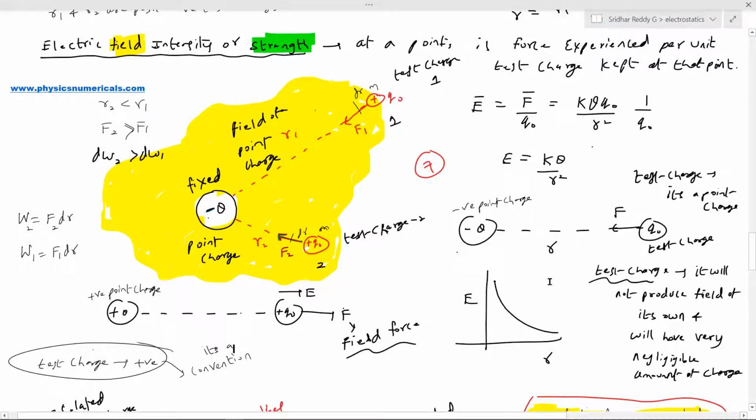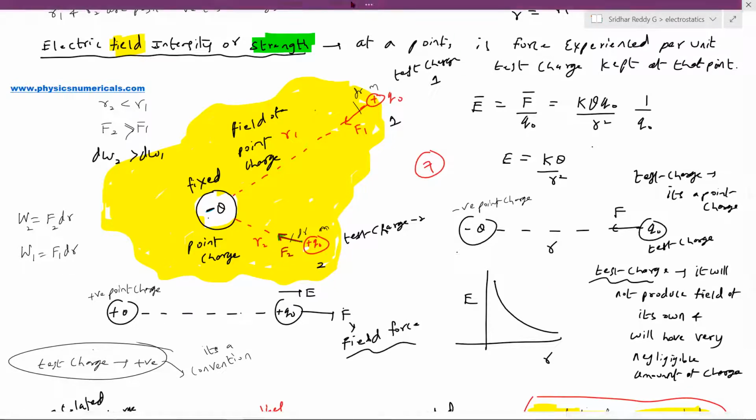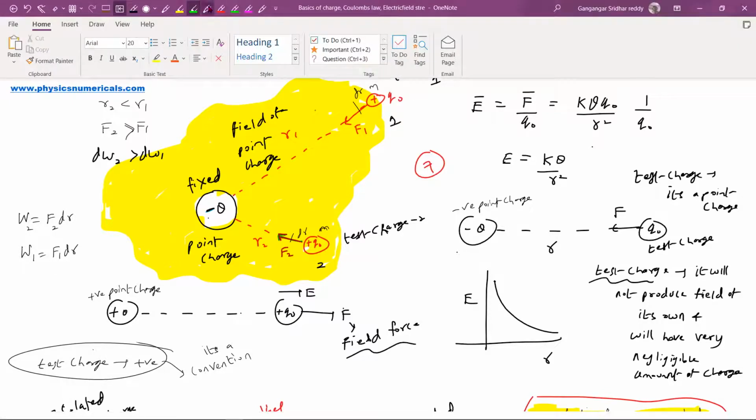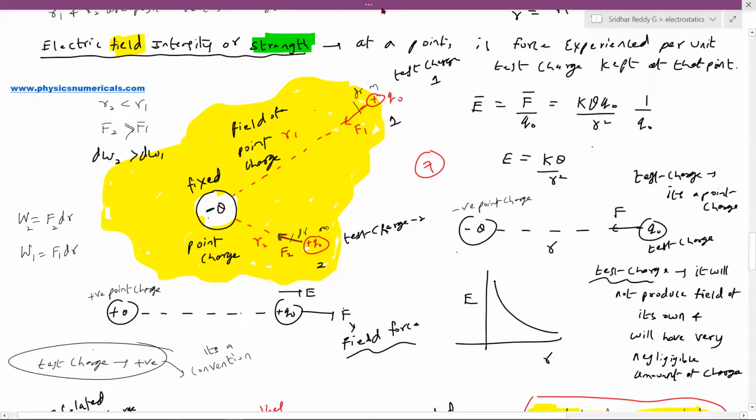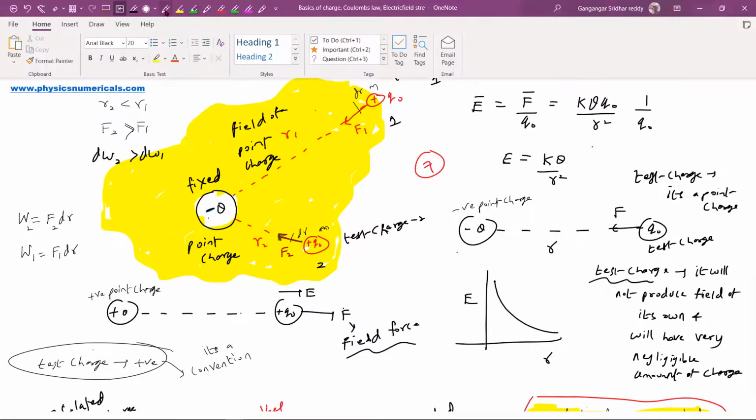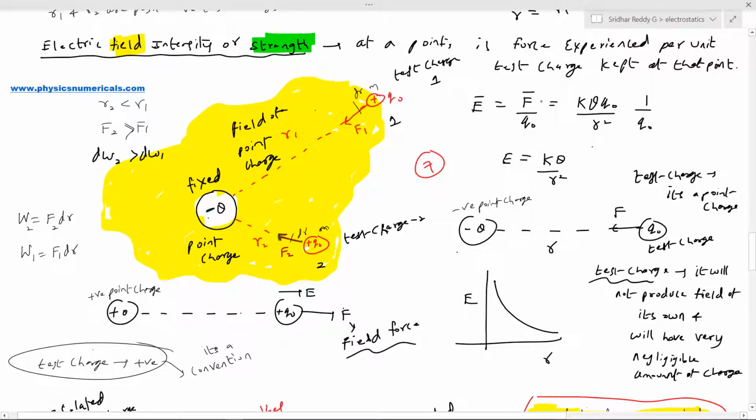So what should be the unit for this? What should be the unit for the test charge? We should define the unit also. Force per unit charge, no? So the unit for this should be Newton per coulomb. Agreed? So Newton per coulomb should be the unit.